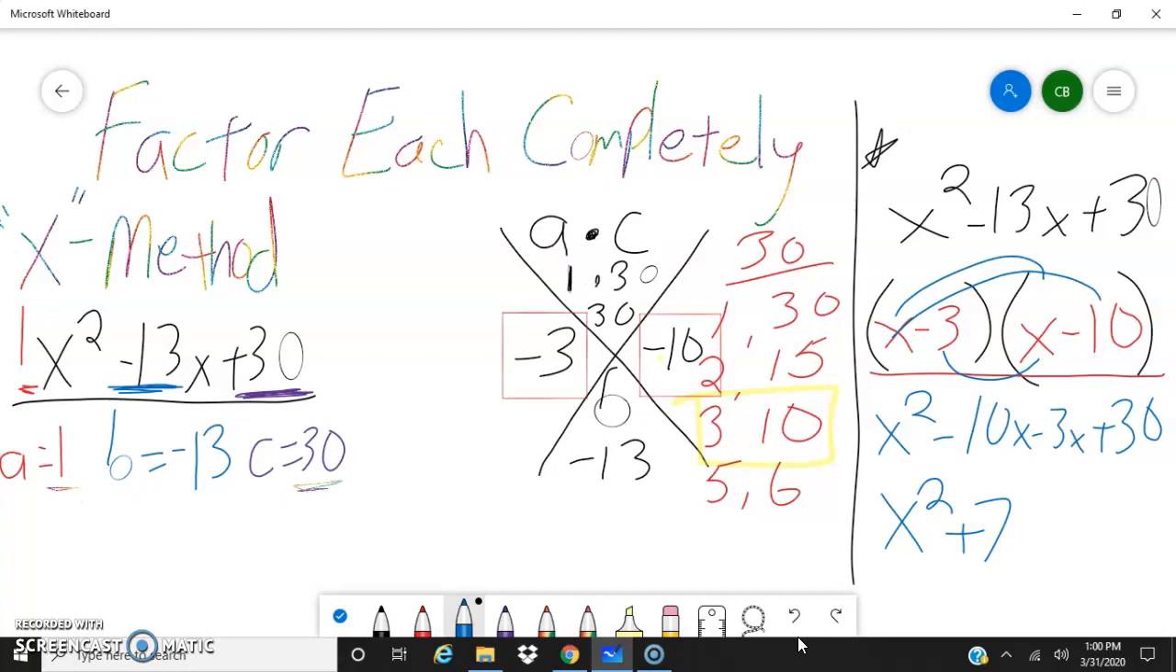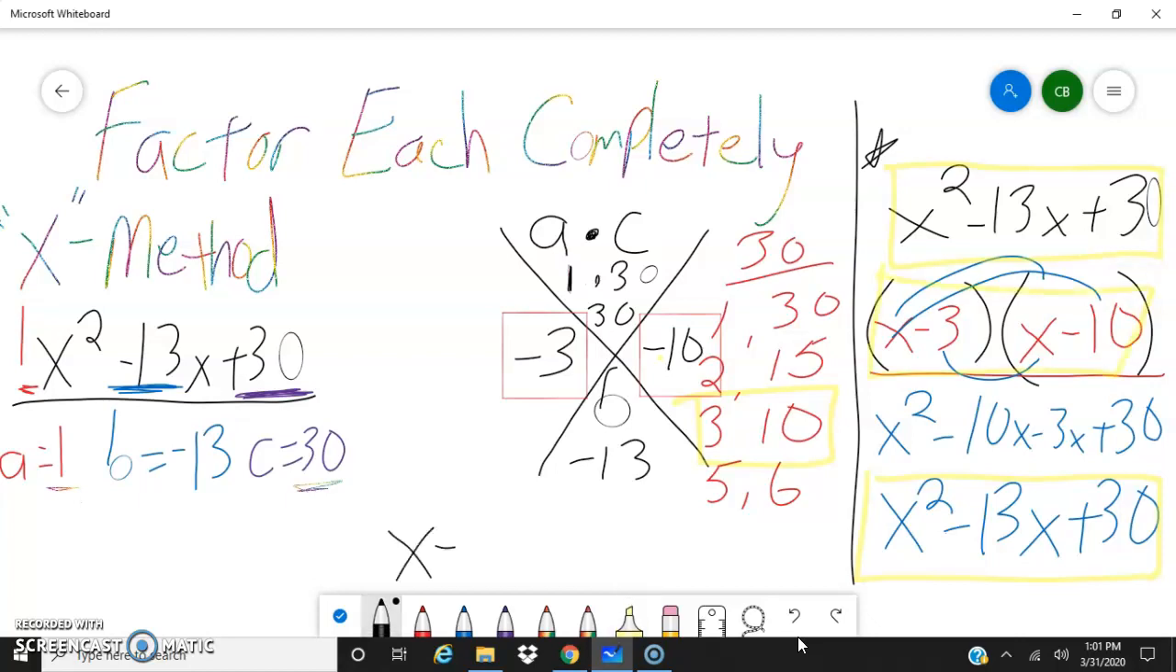Oops, I see what I did. Negative 10x minus 3x is negative 13x. You've got to watch your signs. I about messed up. And then plus 30. So if you'll notice, once we FOIL our answer to check it, we get exactly what we started with. So our answer, whenever we factor something completely, is going to be this right here: x minus 3 and x minus 10.